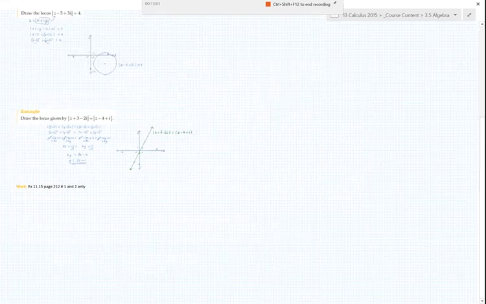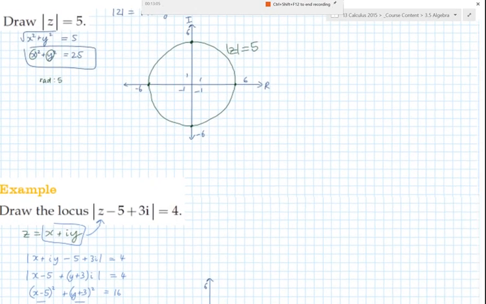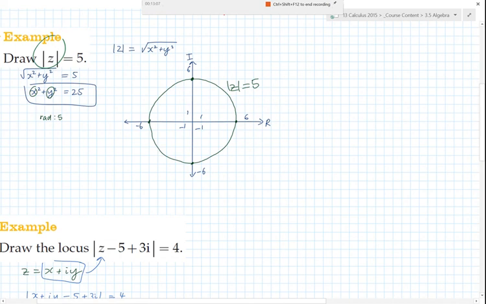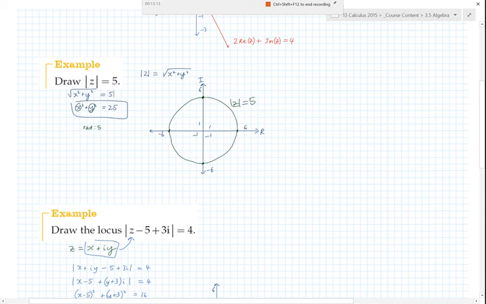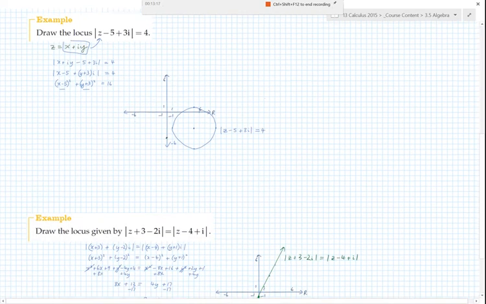So with all of these, the key really is to identify that they're asking you about a modulus, which is this thing here, and identifying that formula of the modulus, and then using that formula to come up with an equation that you're already familiar with and able to draw.